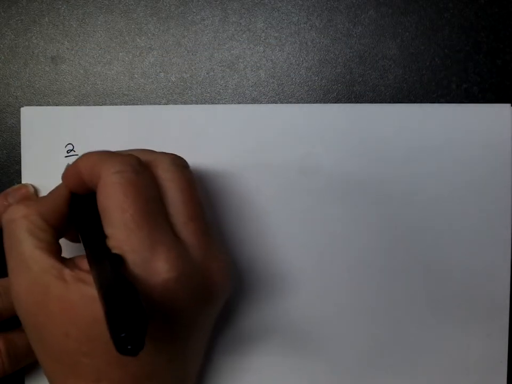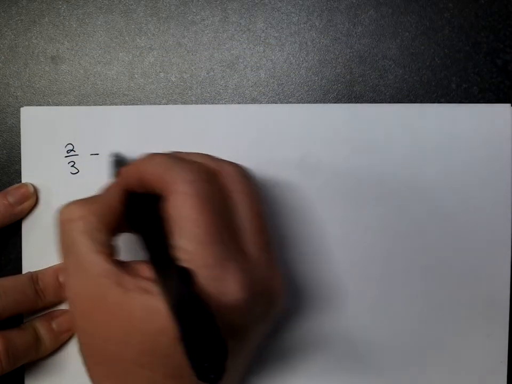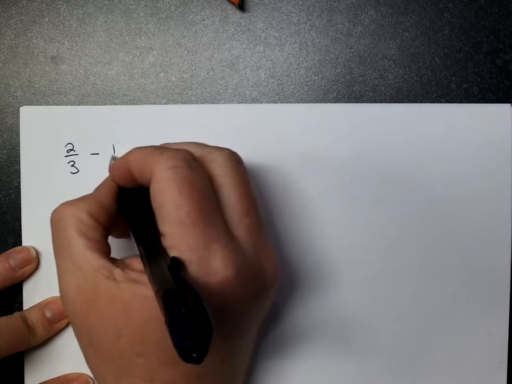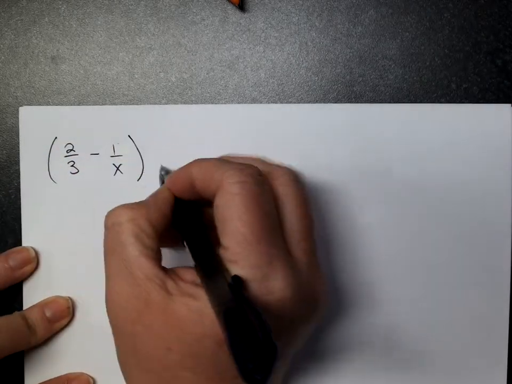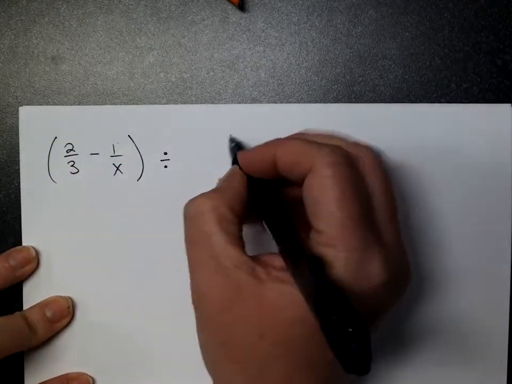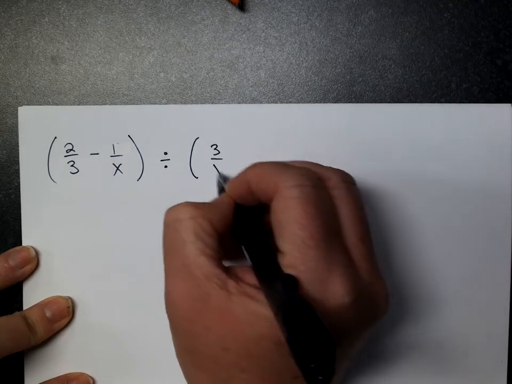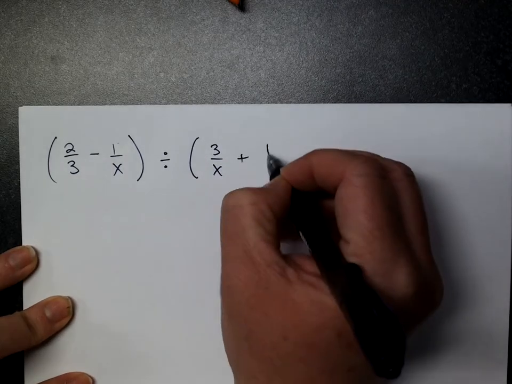Now, the next problems we're going to do are all about mixing these up. This takes us into actually working with complex fractions, which is 10.3. So let's start with this. Let's start with 2/3 minus 1 over x. Put that in parentheses. Divided by, parenthesis, 3 over x plus 1/2.